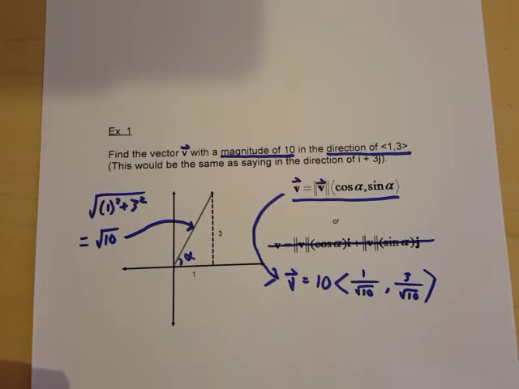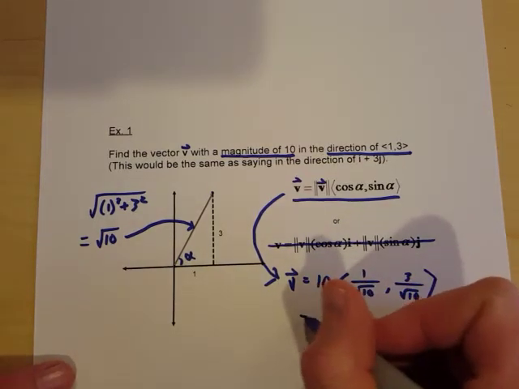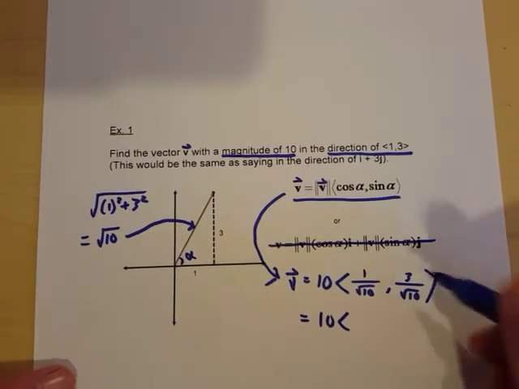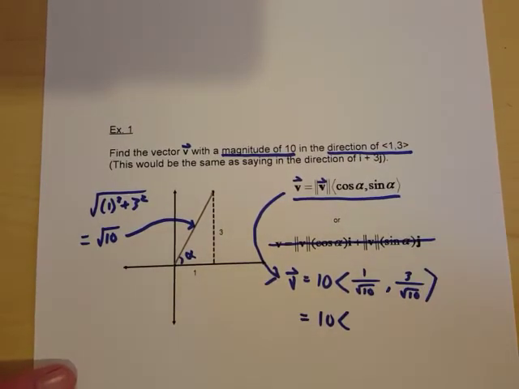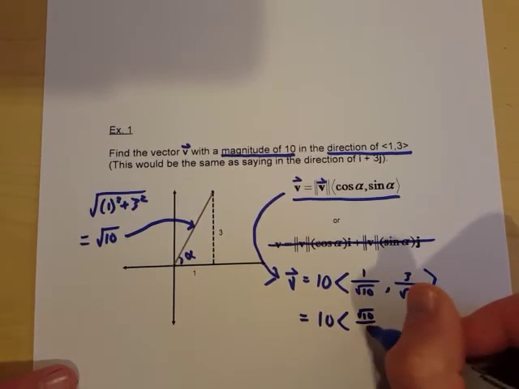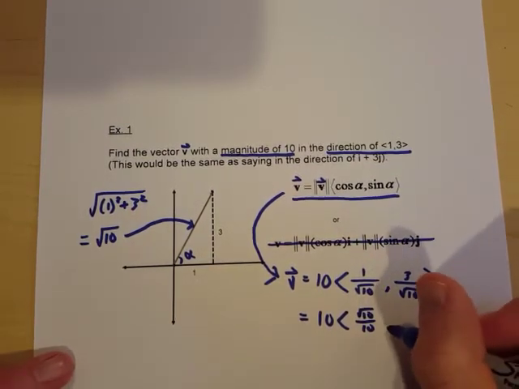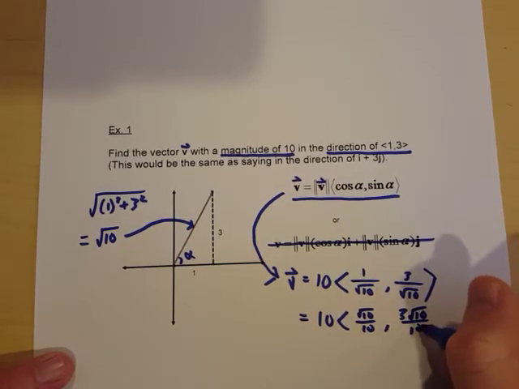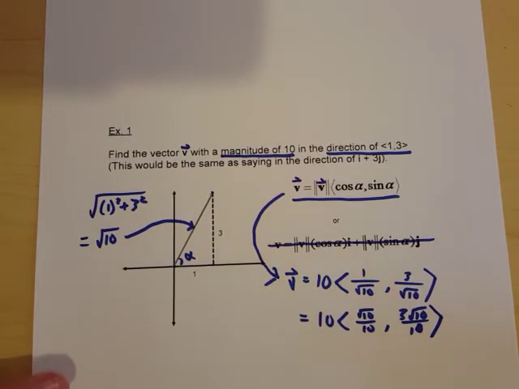We do want to simplify. We do want to distribute that 10 in eventually, but let's leave the 10 outside for now. We simplify these two by multiplying by the square root of 10 top and bottom. So that's going to be the square root of 10 over 10. And then over here it's going to be 3 square root of 10 over 10. All right, we're almost there.